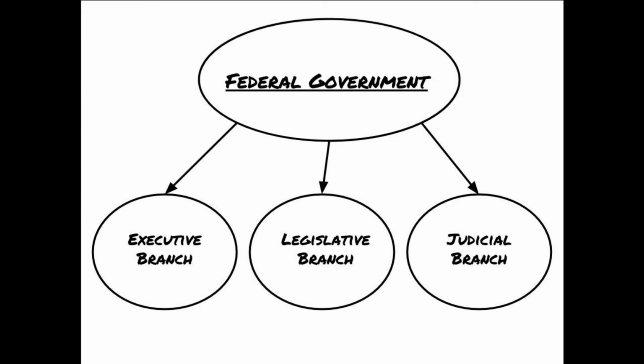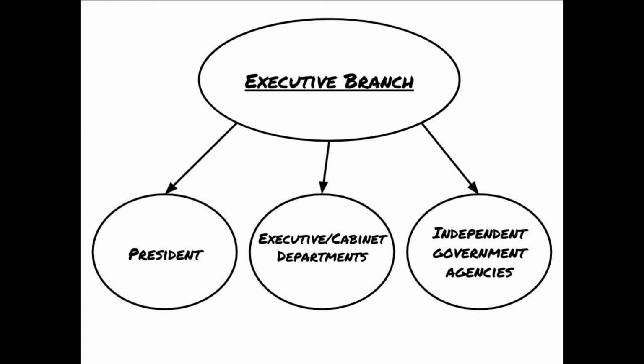The 3 federal branches of government are executive, legislative, and judicial. The executive branch consists of the president, executive departments, cabinet departments, and independent government agencies. The main purpose of the executive branch is to ensure national and civil security by enforcing laws.